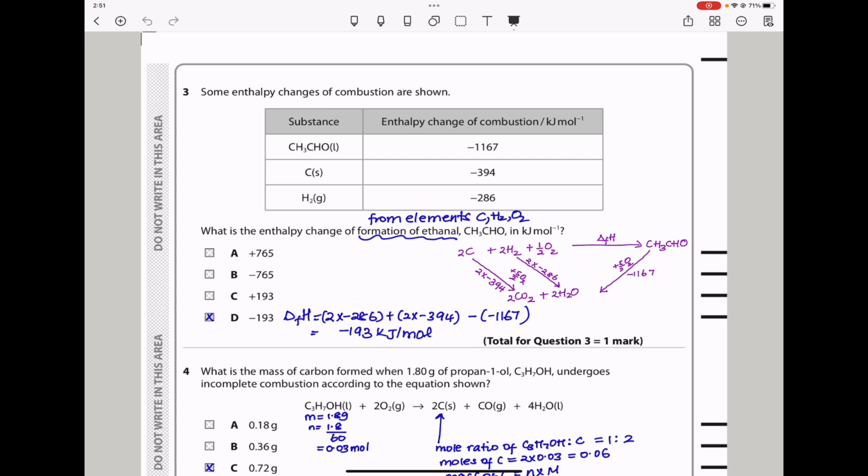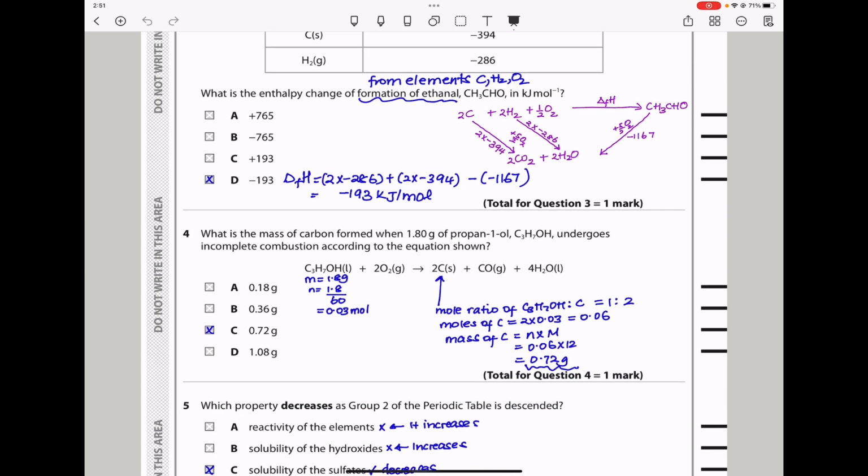So the H formation is equal to 2 times negative 286 plus 2 times negative 394 minus negative 1167, reversing everything like that. And I got negative 193 kilojoules per mole. Therefore, D is my answer.